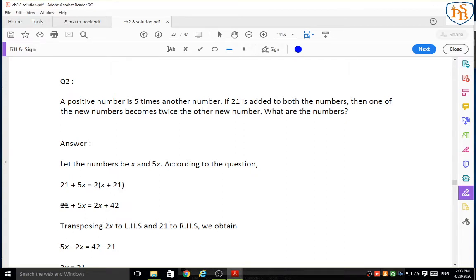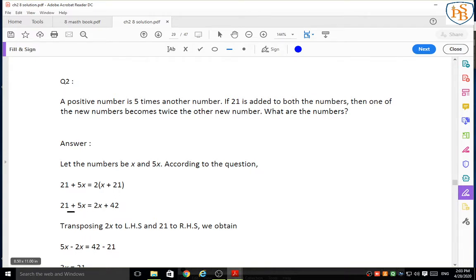So here I am going to solve this equation, 21 plus 5x, by using the distributive property. 2 into x, we get 2x plus 2 twenty-ones are 42. Okay, now transposing this 2x to the left hand side and 21 to the right hand side, we obtain 5x minus 2x. Look here.